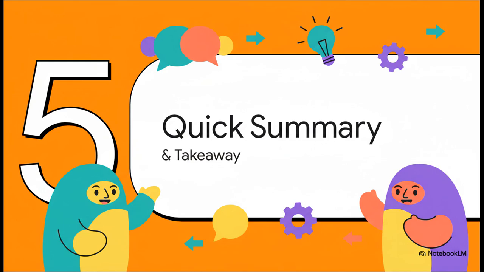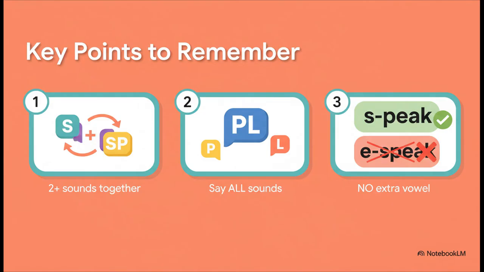We've gone over so much today. So let's wrap things up with a super quick summary of the most important things to take away. So, the 3 big things to remember are, first, a cluster is 2 or more consonant sounds all together. Second, you have to say all the sounds in that little team. And third, the golden rule. Do not add an extra vowel sound. Remember, it's speak, not e-speak. That one is huge.